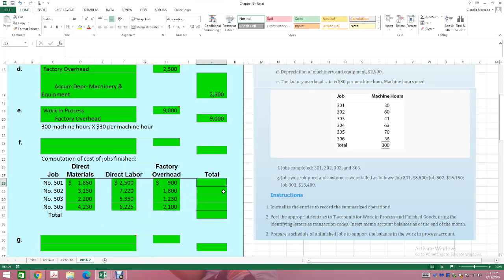Once you have that, you get the total for each. Okay. And then you get your subtotal, your grand total of how much you spent on those jobs that you completed. So we spent $38,755 in direct materials, labor, and overhead for jobs 301, 302, 303, and 305. Okay?